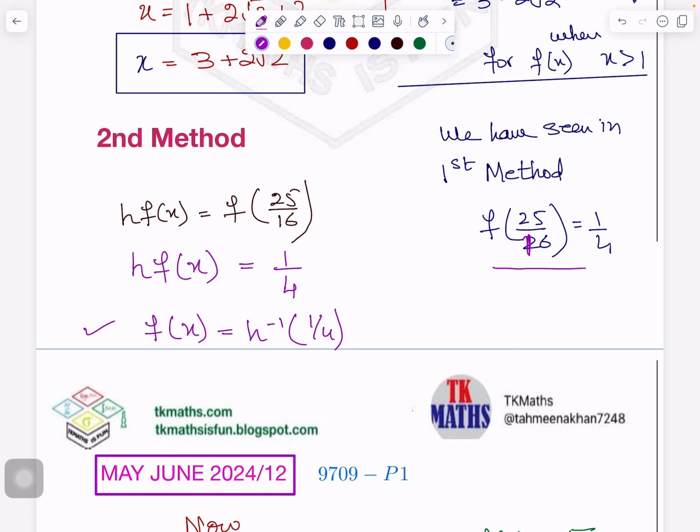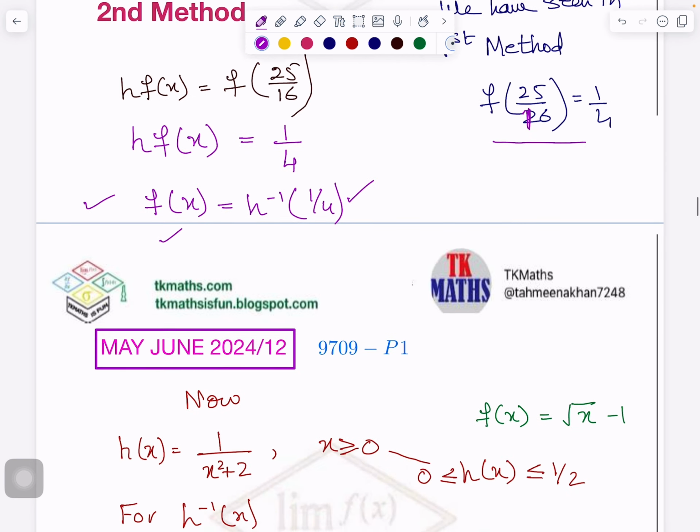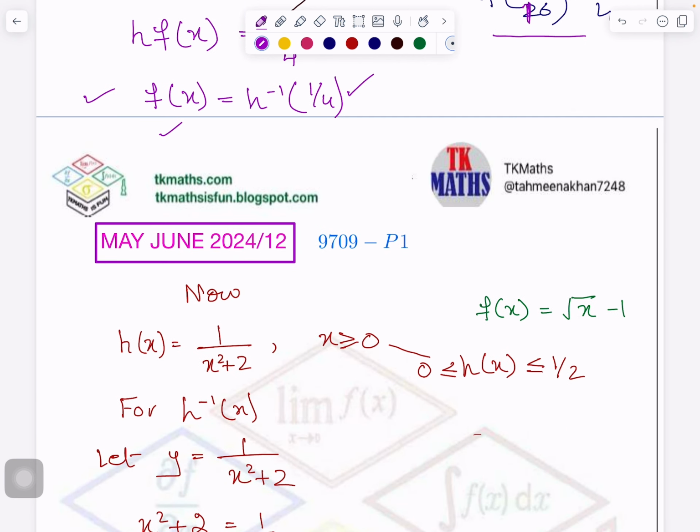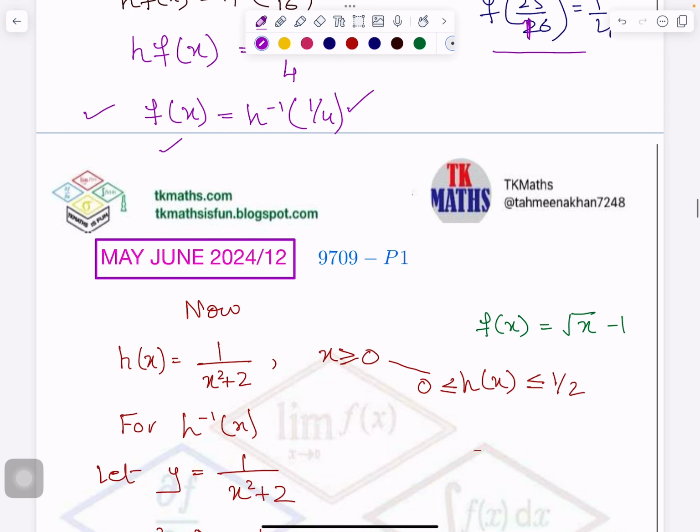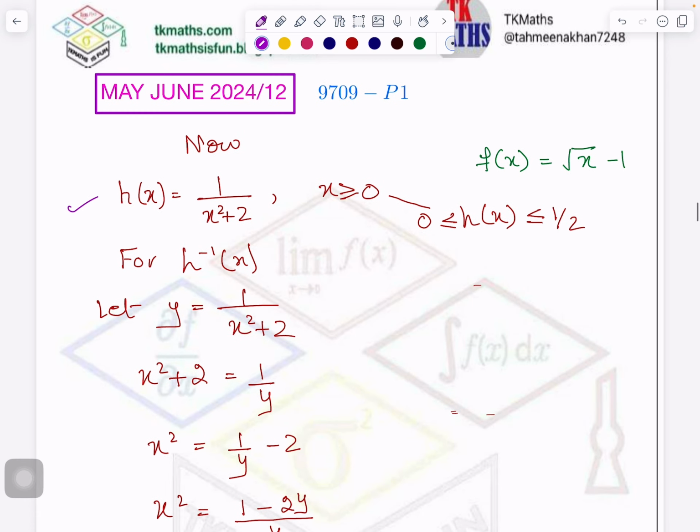The same concept was applied there. So after doing this, now I will find the inverse function of h. I will plug in 1 over 4 in it, and I will replace the function f of x and solve the equation. So let's see here. This second method is shorter also, right? So h of x was given to you as 1 over x square plus 2. All of you know how to find the inverse function.